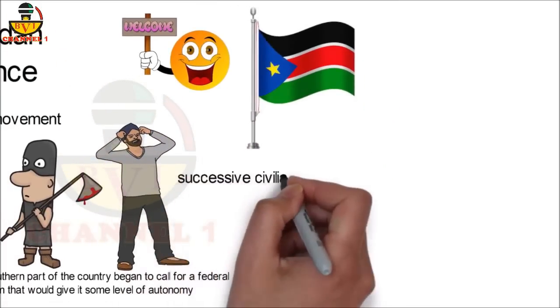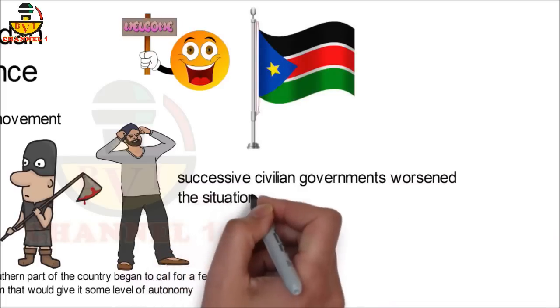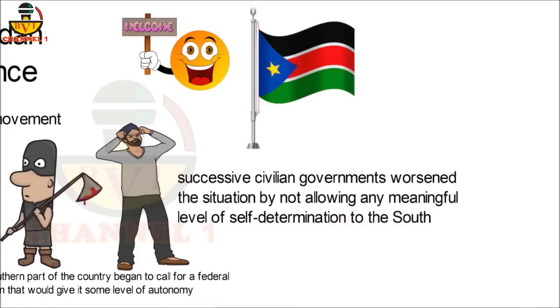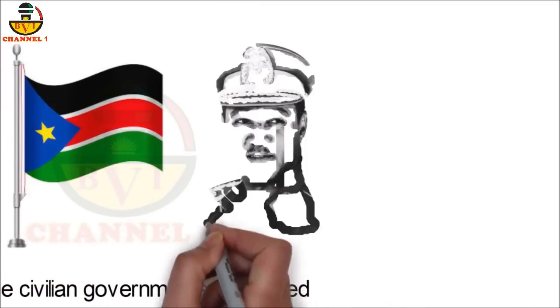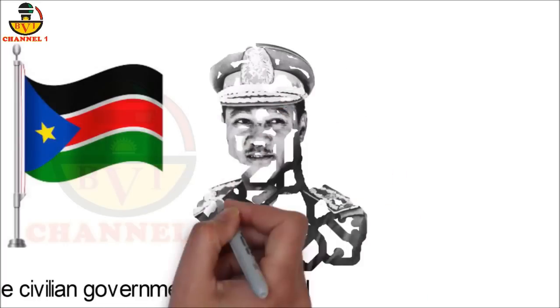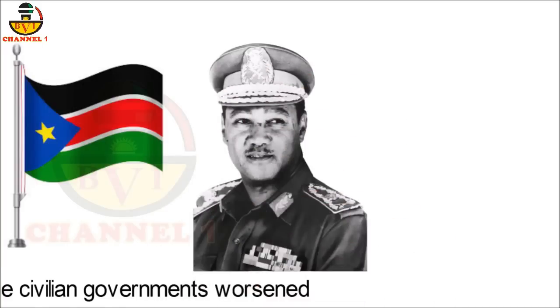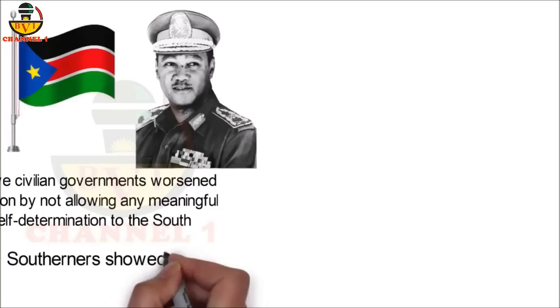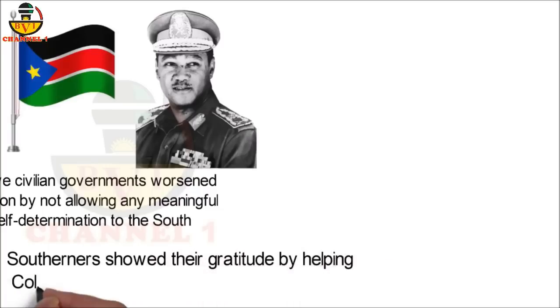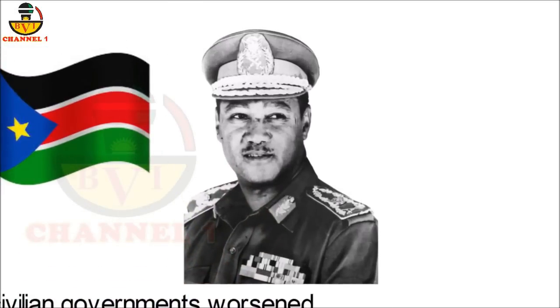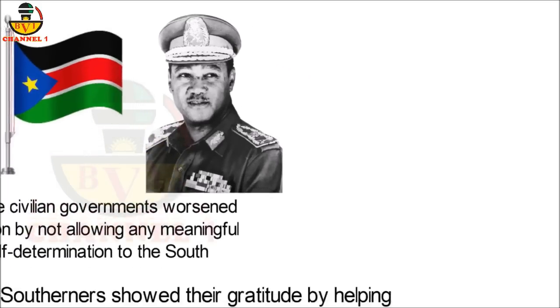All through the 1960s, successive civilian governments worsened the situation by not allowing any meaningful level of self-determination to the South. When in 1972, secular socialist leader Colonel Jaafar Mohammed Nimeiri came up with a policy that granted autonomy to the South and signed it into agreement, Southerners showed their gratitude by helping Colonel Nimeiri put down two coup attempts. However, his early support did not last as it was swept away when pressure from the North forced him to abandon his support for the South.